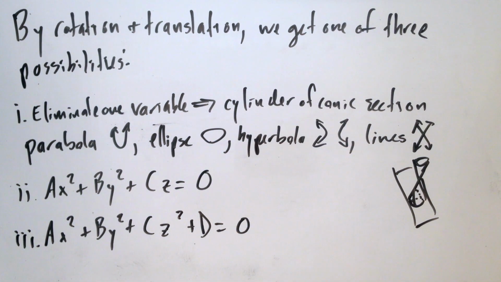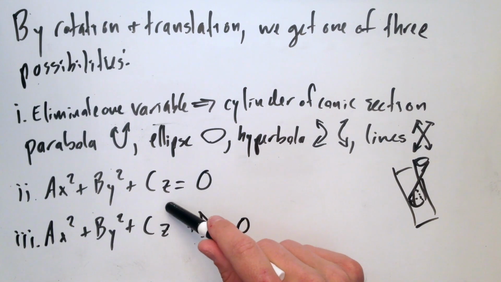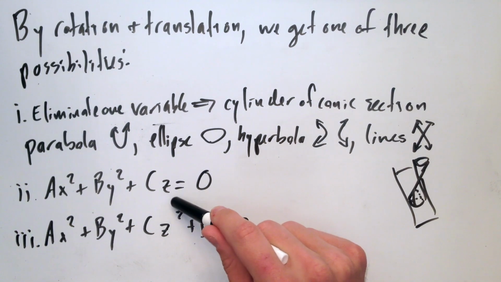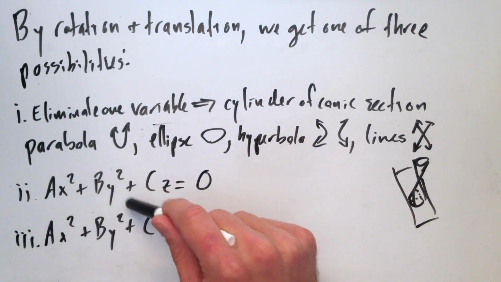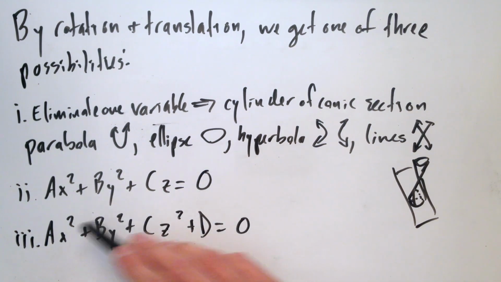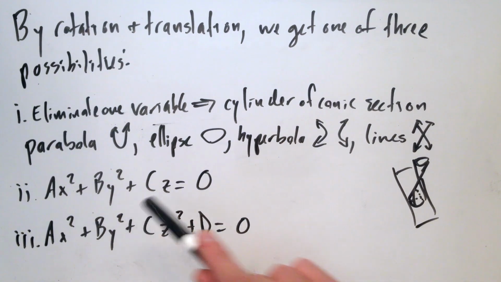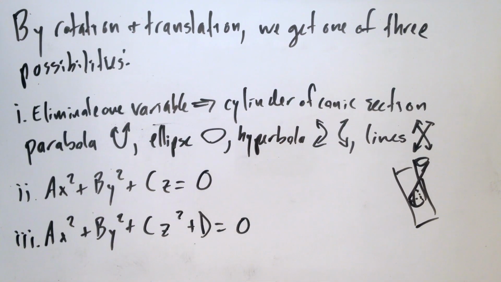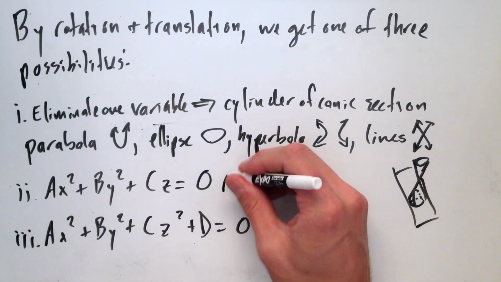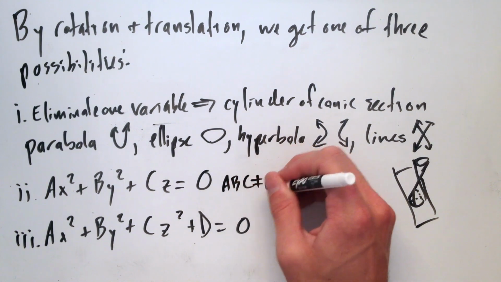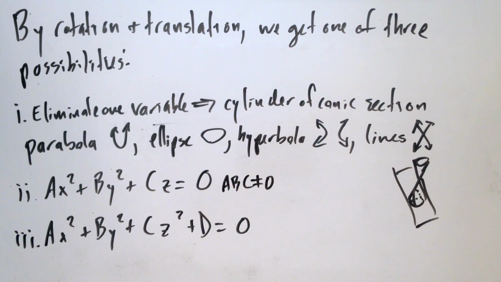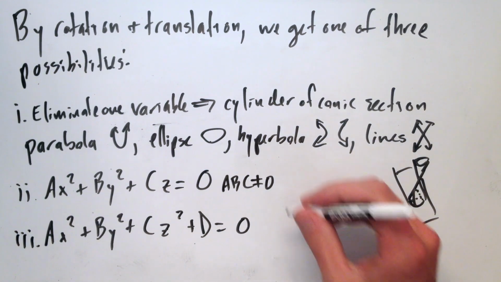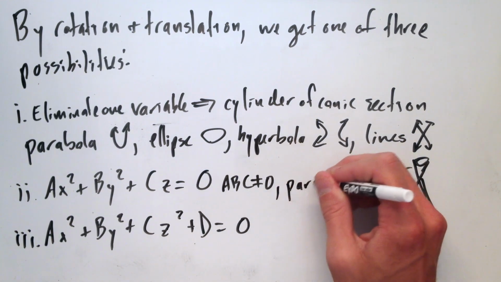Now, we might not be able to eliminate one variable, but we might be able to reduce the power on one of the variables down to just the power 1, but the other two are stuck with the power 2, in which case you can always make it look like this: ax squared plus by squared plus z equal to 0. And here we're assuming that a and b are not equal to 0. And in this scenario we get things called paraboloids.